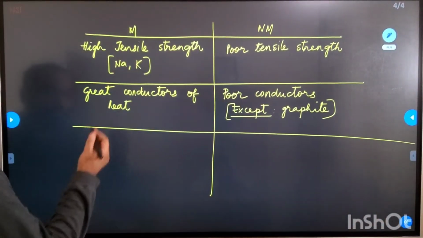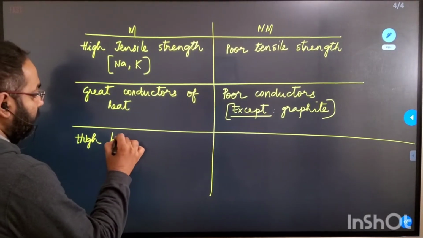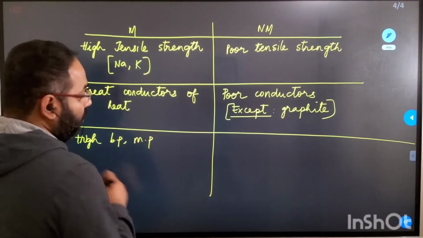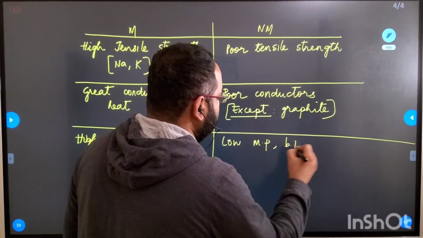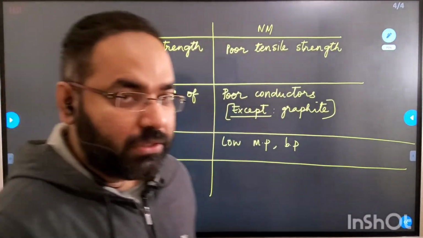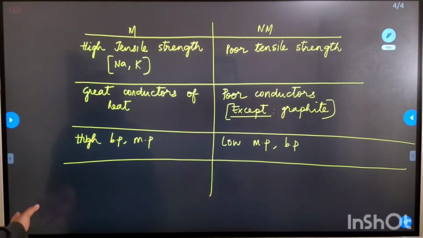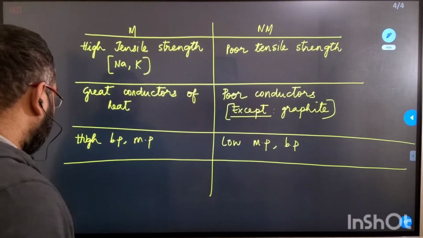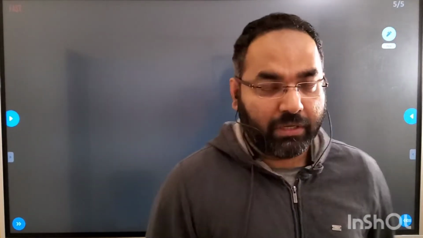We also know metals have high melting and boiling point, and non-metals have low melting and boiling points. You could take a screenshot of this, or you could quickly summarize it so that it becomes easy before you go for your examination. Now that we have understood all the physical properties of metals and non-metals, let us move into some of their chemical properties.